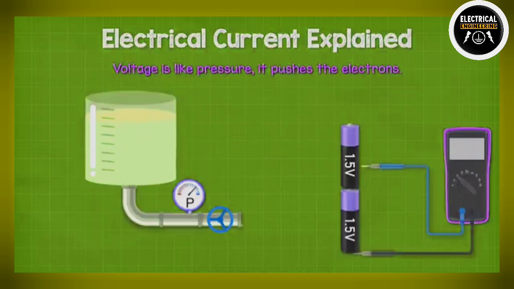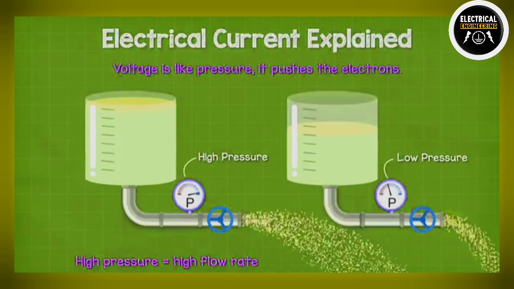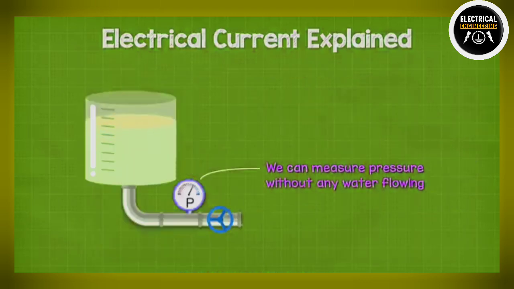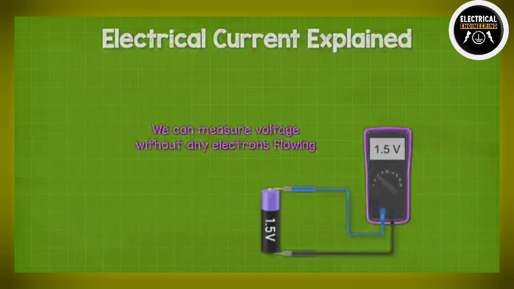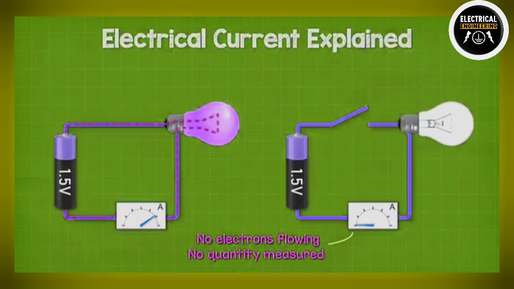Voltage is the pushing force. It's like pressure in a water pipe. The more pressure we have, the more water can flow. The more voltage we have, the more electrons can flow. We can measure pressure without there being any water flowing, and we can measure voltage without there being any current flowing. But we can't measure how much water is flowing if no water is flowing, and we can't measure the electrical current if no electrons are flowing.